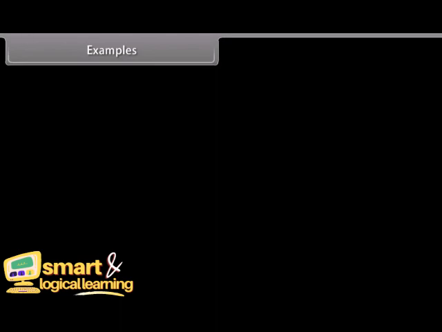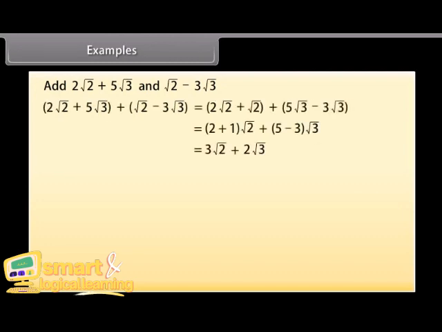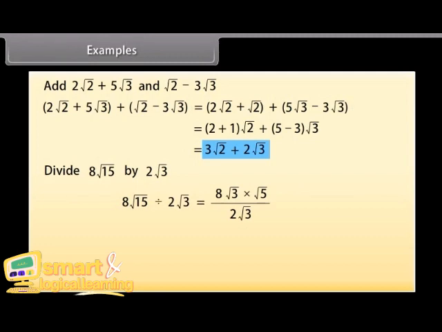Examples. Let's add 2 square root 2 plus 5 square root 3 and square root 2 minus 3 square root 3. We can write it in this way also. Hence, the answer we get is 3 square root 2 plus 2 square root 3. Let's now divide 8 square root 15 by 2 square root 3. We will write it in this way. We can write 8 square root of 15 as the product of 8, square root of 3 and square root of 5. Hence, the answer we get is 4 square root of 5.